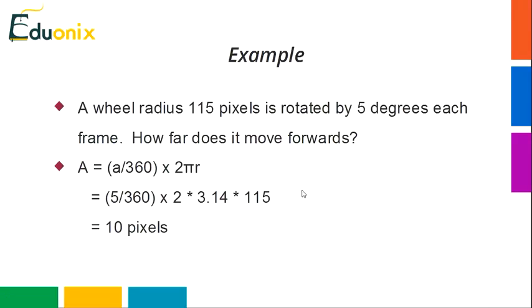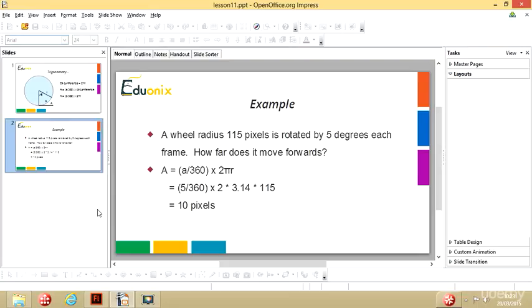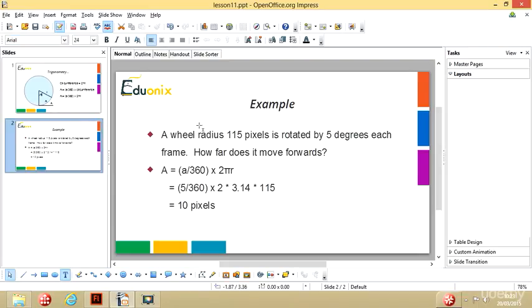So if we put the numbers in, our wheel has a radius of 115 pixels, and I'll show you how to use Flash to find that in a minute. So we're rotating it by 5 degrees each time, so the numbers we want to use is 5 divided by 360 times 2 times pi, which is 3.14, times the radius, which is 115, and that turns out to be 10 pixels that we need to move our wheel through in each frame. So I'll show you now how to find the wheel radius.